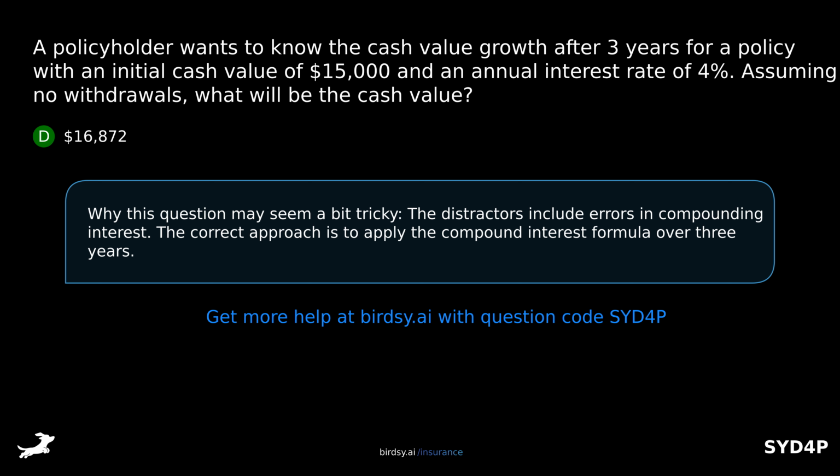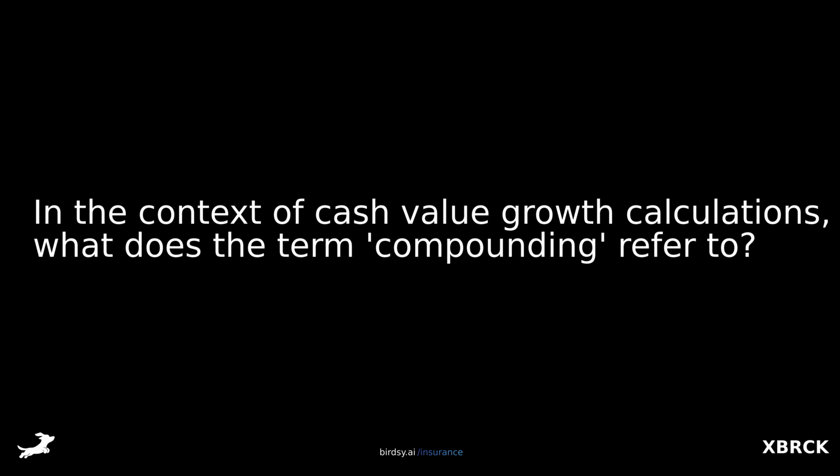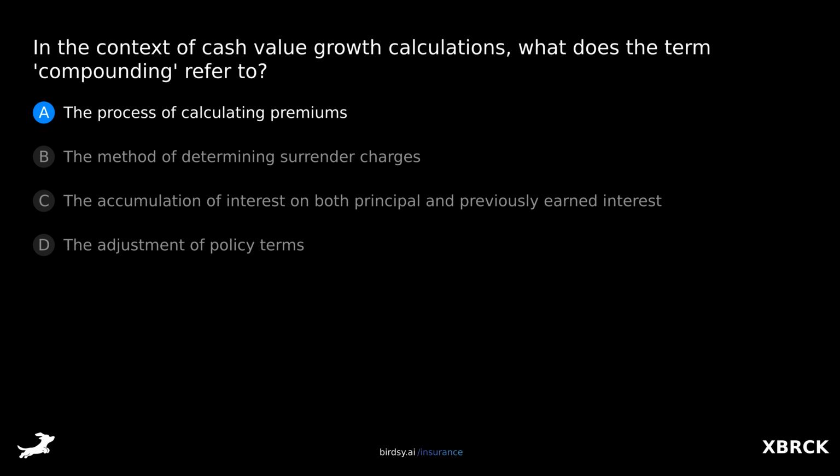The correct approach is to apply the compound interest formula over 3 years. In the context of cash value growth calculations, what does the term compounding refer to? Is it A, the process of calculating premiums, B, the method of determining surrender charges, C, the accumulation of interest on both principal and previously earned interest, or D, the adjustment of policy terms? The answer is C, the accumulation of interest on both principal and previously earned interest.